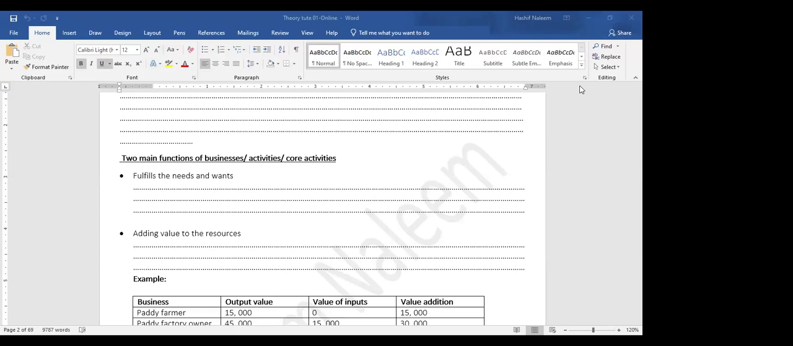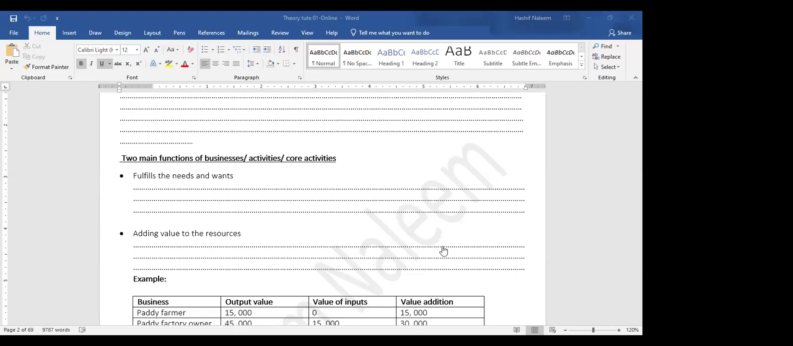The next business we'll take is an educational institute. What's the need they are fulfilling there? Education, very good. Next, KFC. What's the need they are fulfilling? Food. So when you take any business in the world, they are fulfilling a need or a want. That's the first main function, fulfilling needs and wants.